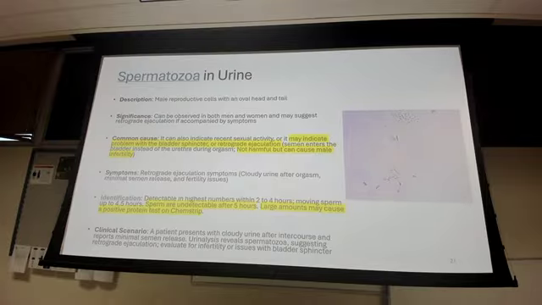And then sperm in the urine, seen after sexual activity, but what I want you all to get here is that problem with the bladder sphincter, or what? Retrograde ejaculation, and that means what? Going backwards, yeah. There you go. I think that is it.